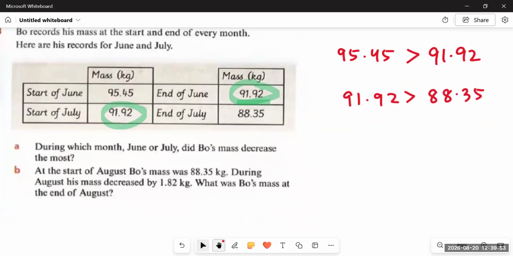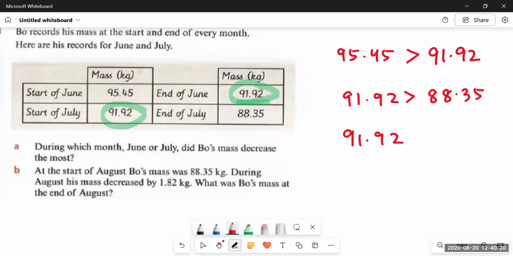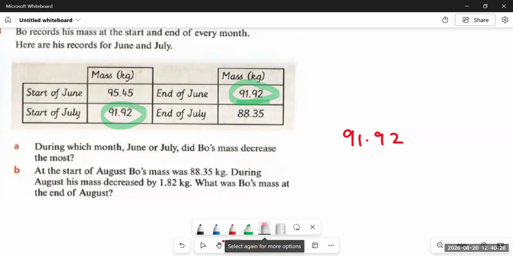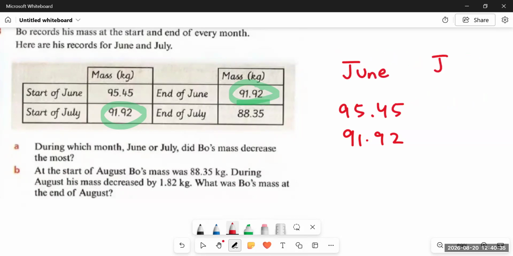Now, during which month, June or July, did Bo's mass decrease the most? Since we have to find out in which month there was the most decrease, what do we do? We'll simply find the difference between the end and start of each month to figure out which has the greater decrease. For this, we will take the two masses of June, 91.92, subtract it from 95.45. So we will get the difference in June, and the same thing we'll do for July.